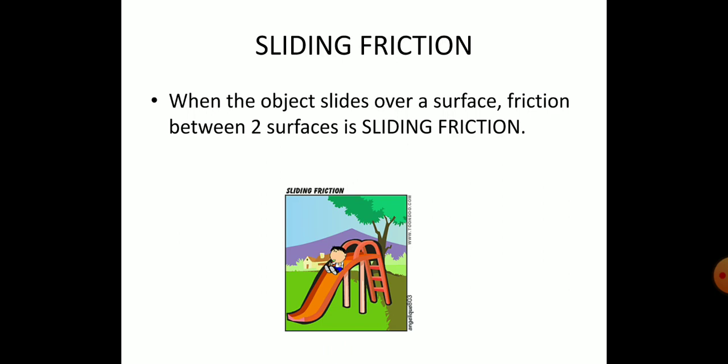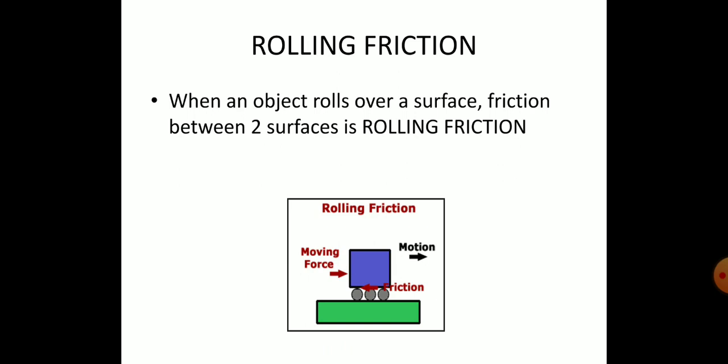Now coming to rolling friction. The moment you see a ball or anything in spherical shape, it will roll. When it rolls, the friction offered is called rolling friction. See in the picture, you have the 3 spherical shapes between the square box and the rectangular box. The 3 spherical shapes are the balls or the wheels, or you can say the objects that roll. Only spherical shaped objects can roll. The moment they roll, the friction caused by that rolling is called rolling friction.